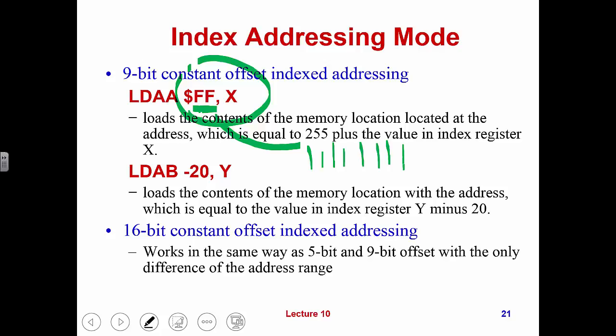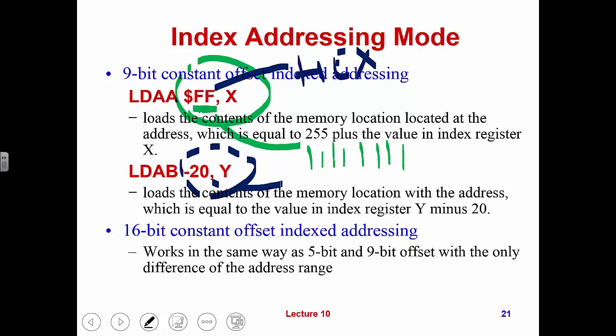The next one is what? This time we change the offset. For the first example, I showed you the offset is hexadecimal. But in this one we use Y, and the offset becomes decimal. So it's negative 20. Negative 20 also falls into the range from negative 256 to positive 255.